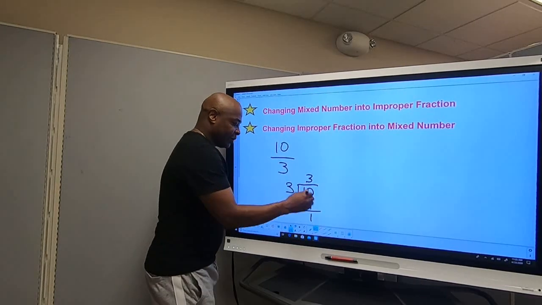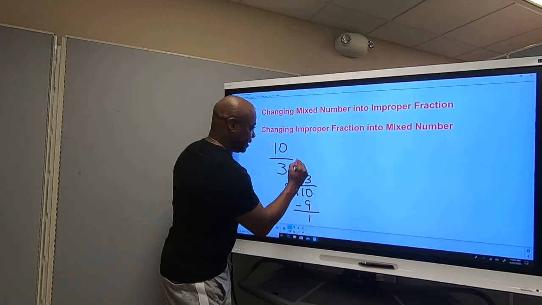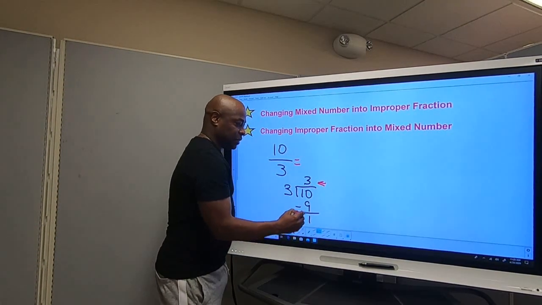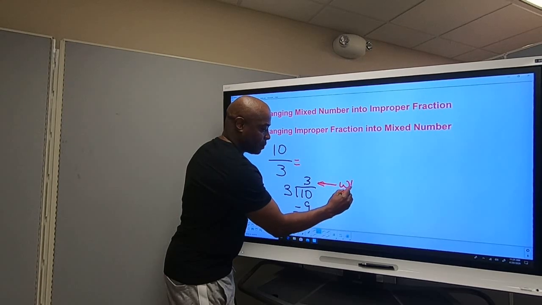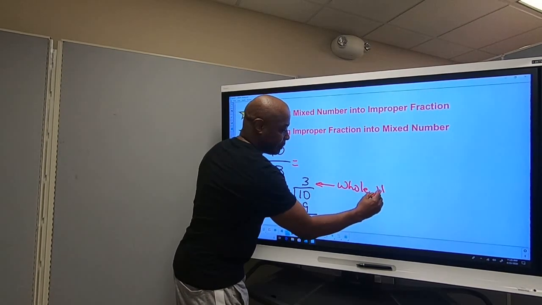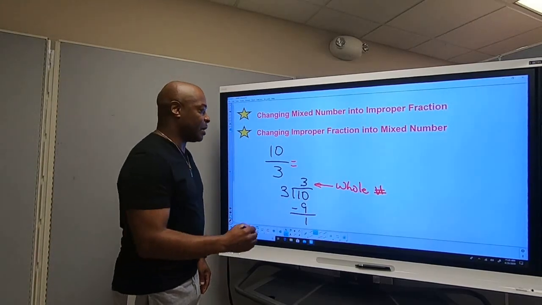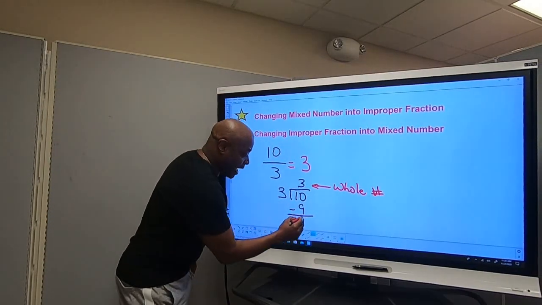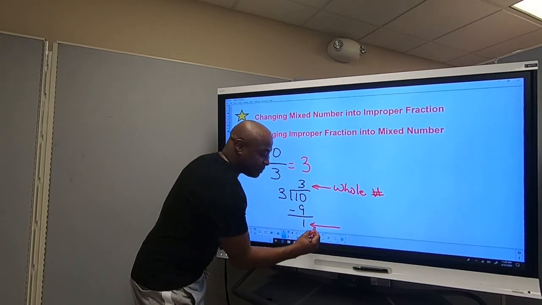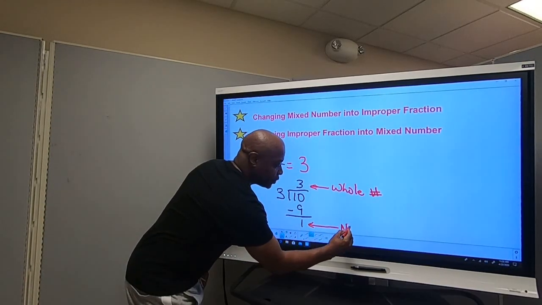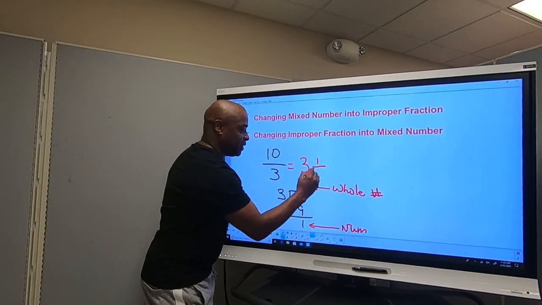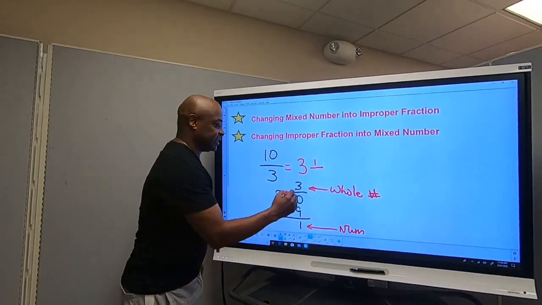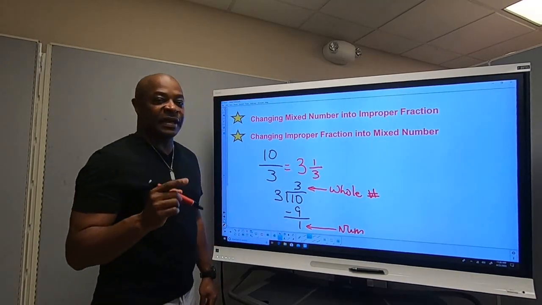Now, in order to change this, I always tell them that my quotient will always be my whole number. Okay, my quotient will always be my whole number. So now my whole number is what? 3. My remainder is my numerator. So that will give me what? 1. And we said that our denominator never ever what? Changes. Very good. Our denominator never ever changes.